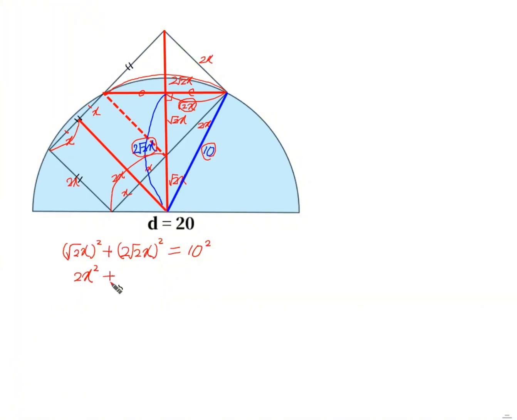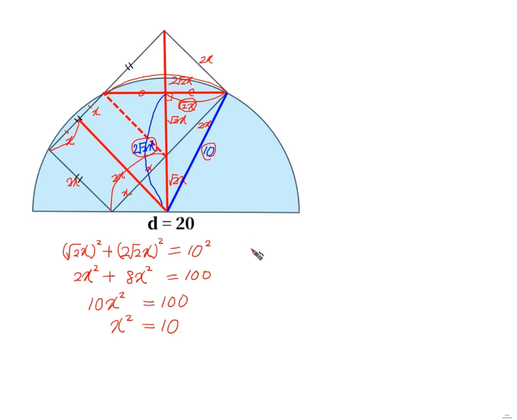2x squared plus 8x squared equals 100. Here 10x squared equals 100. x squared equals 10.